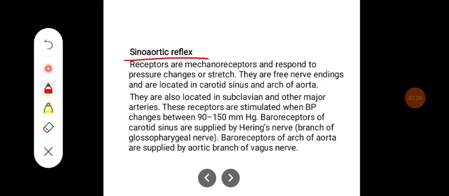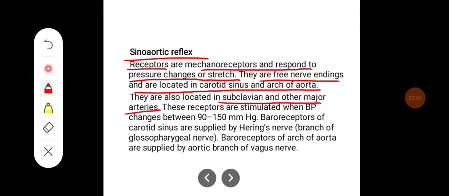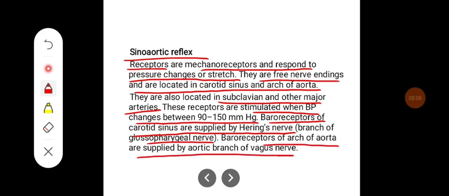Sinoaortic reflex receptors are mechanoreceptors and respond to pressure changes or stretch. They are free nerve endings and are located in the carotid sinus and arch of aorta. They are also located in subclavian and other major arteries. These receptors are stimulated when BP changes between 90 to 150 mm of Hg. Baroreceptors of carotid sinus are supplied by Hering's nerve, a branch of the glossopharyngeal nerve. Baroreceptors of arch of aorta are supplied by the aortic branch of the vagus nerve.